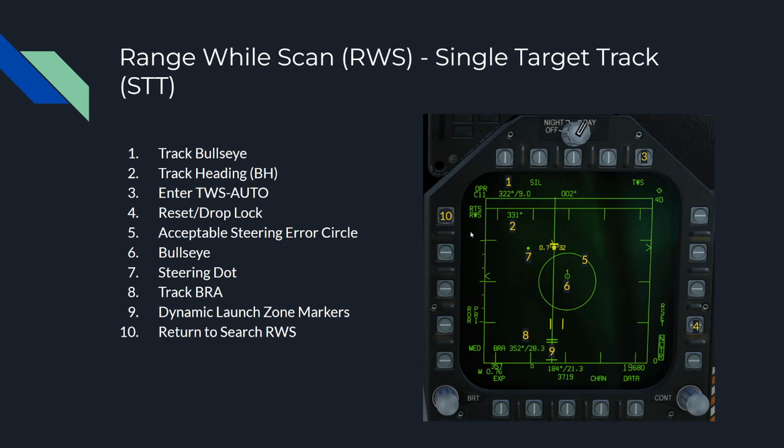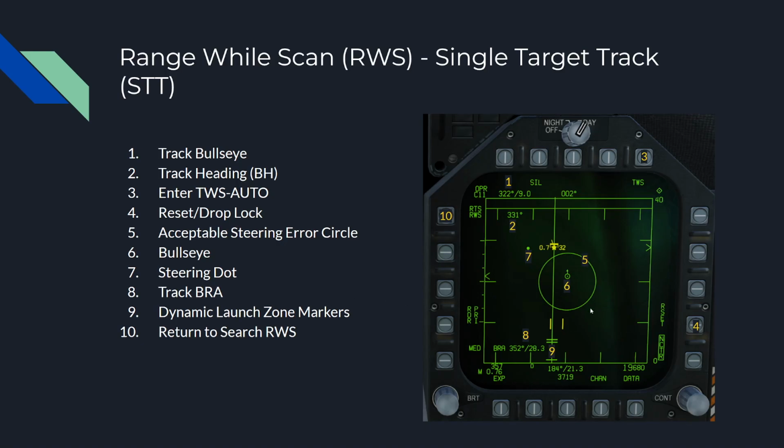While you're in STT, you can actually go right into TWS Auto by pressing that push tile. So that's going to TWS Auto onto whatever you just STT'd. However, you did just STT the guy, so they're going to know that you tried to lock them. They're going to know that you're trying to do something with them. You can reset or drop the lock by either pressing this button here or pressing the nose wheel steering button.